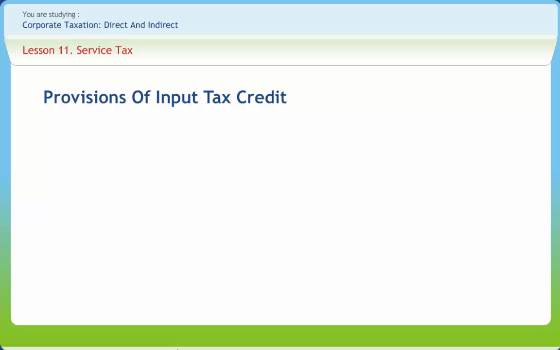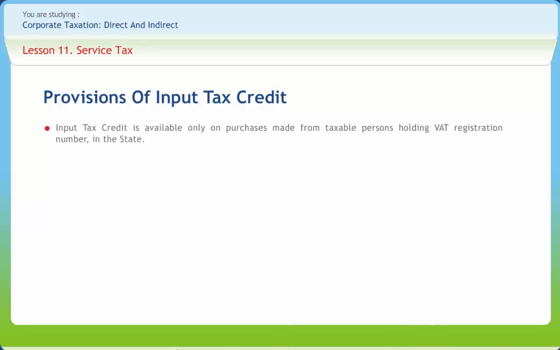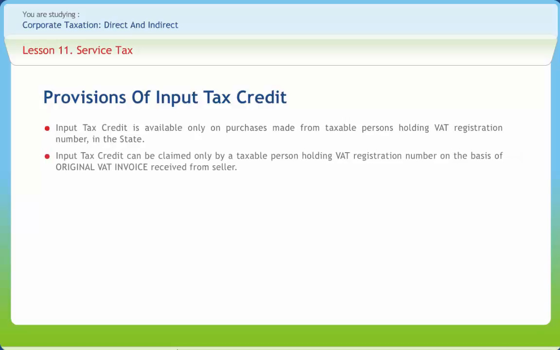Input tax includes tax paid on purchases of raw material, goods purchased for resale, purchase of capital goods such as machinery or equipment for use in business, tools and accessories used in business, packing material for resale and use in manufacture. Input tax credit is available only on purchases made from taxable persons holding VAT registration number in the state. Input tax credit can be claimed only by a taxable person holding VAT registration number on the basis of original VAT invoice received from seller.